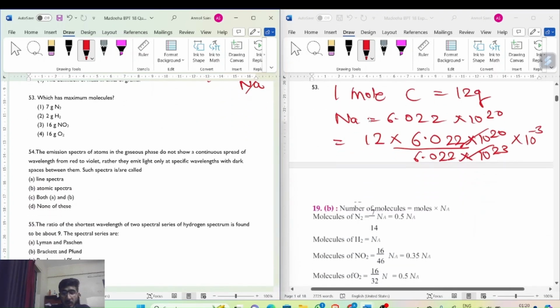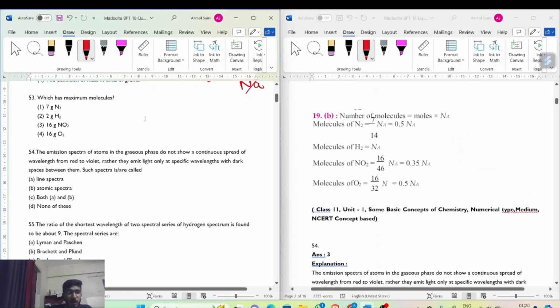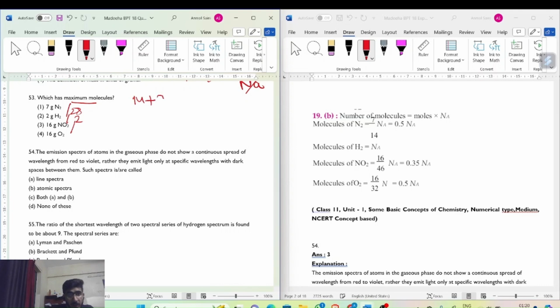Question number 53, which has the maximum molecules. We can find the maximum molecules by calculating the number of moles first. The mass of N2 will be 28. The mass of hydrogen will be 2. The mass of NO2 will be the mass of nitrogen, 14, plus 32, so it will be 46. So here the mass will be 46 gram, and for oxygen we know 32 gram.